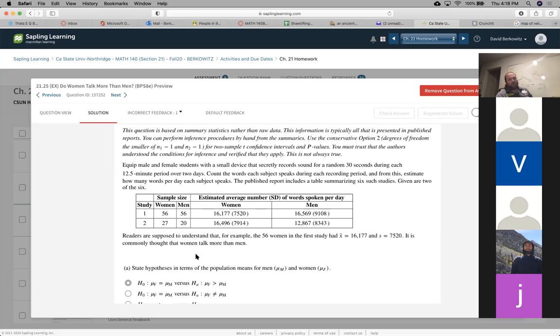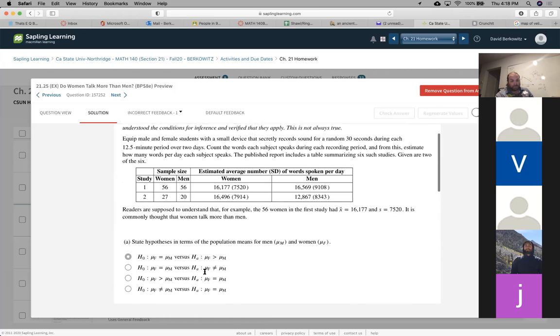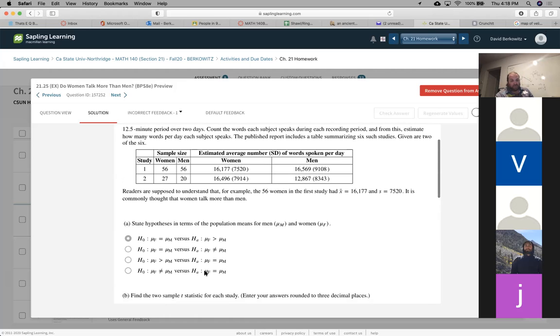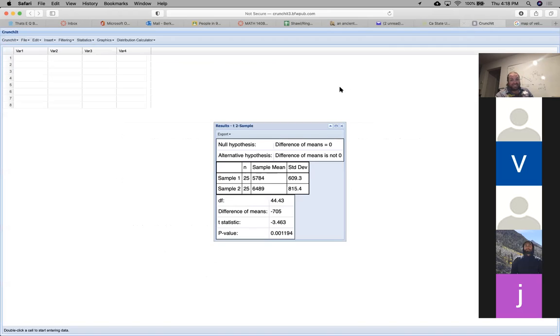It is commonly thought that women talk more than men, and that's what we're going to test. Do women talk more than men? So the null hypothesis is that they don't, and therefore that mu female and mu male are equal. And what are we testing to see? Whether or not women are greater than men. Women talk more than men. So find the 2 sample t statistic for each study.